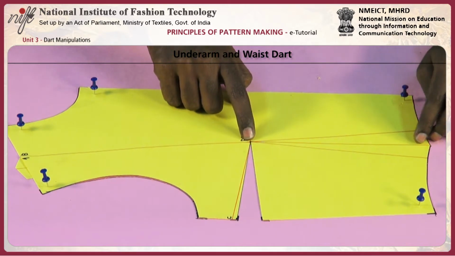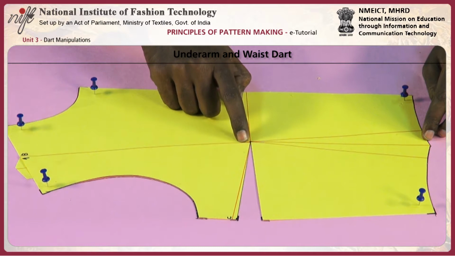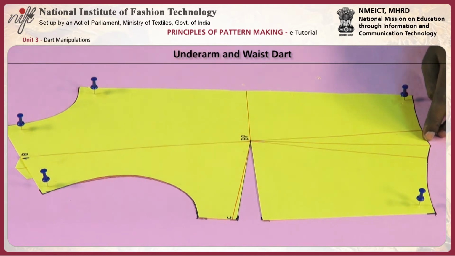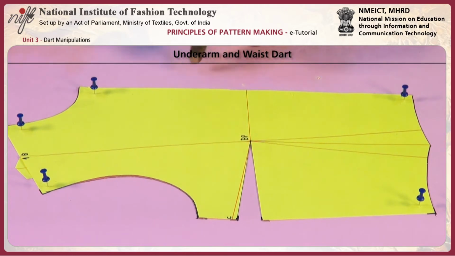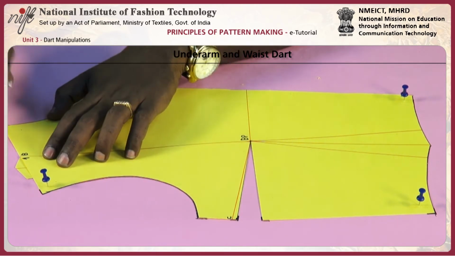Now if you make the dart till bust point, it will be two pointed. To make it a smooth effect at the bust point, you have to reduce half an inch on both waist dart and underarm dart. Once you confirm you have marked all the marks, remove the working pattern.